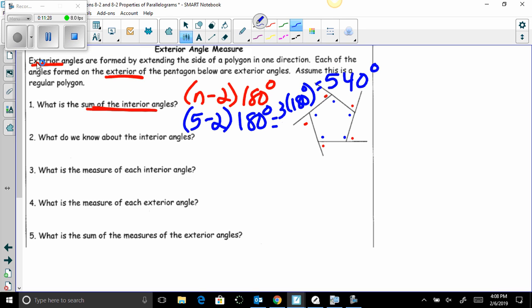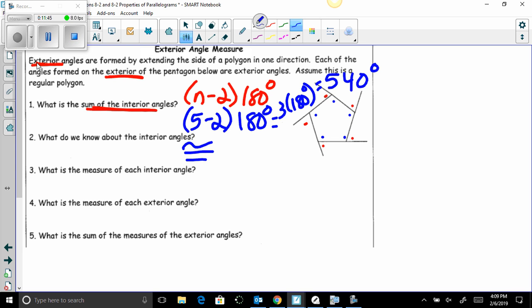What do you know about the interior angles? What are some thoughts? Any thoughts here of what I know about those interior angles? Hopefully you know that they are going to be congruent.